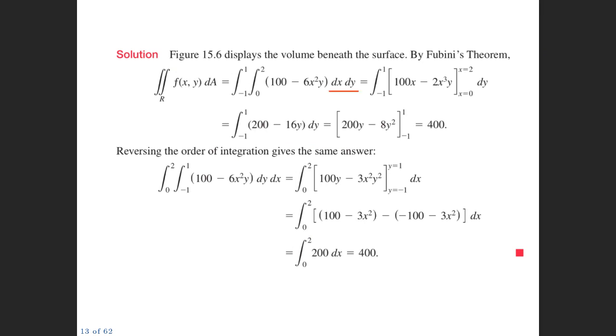First, let's integrate dx dy. Now remember, the inner ones are paired together. The inner is x, so for the right-hand integral, we write 0 and 2. And the outer ones are paired together. dy is on the outside, so on the outside integral, that's the left integral, we write -1 and 1.